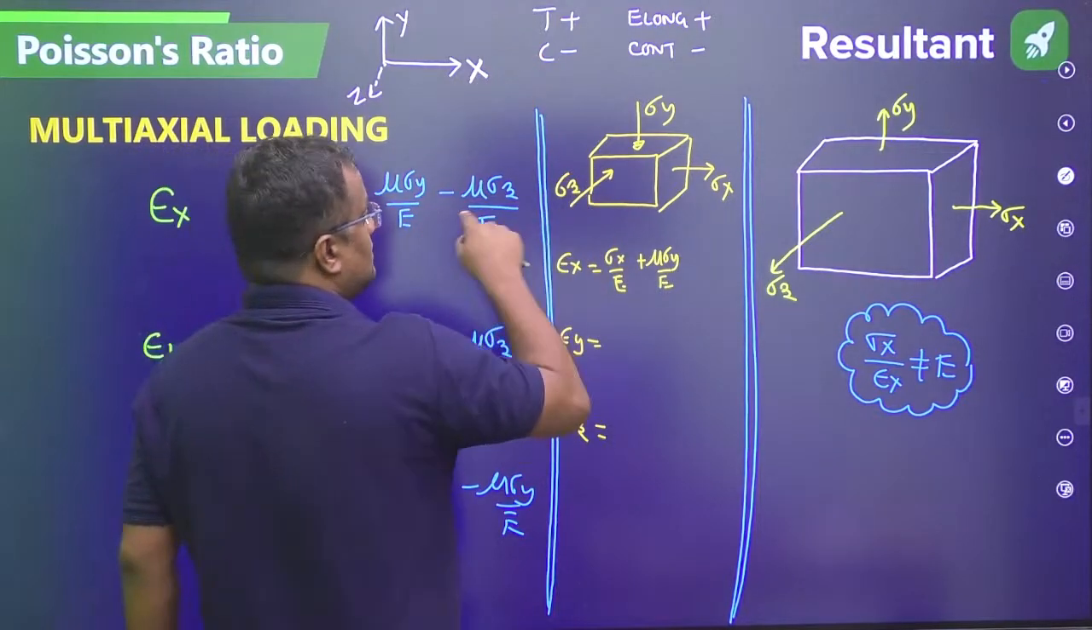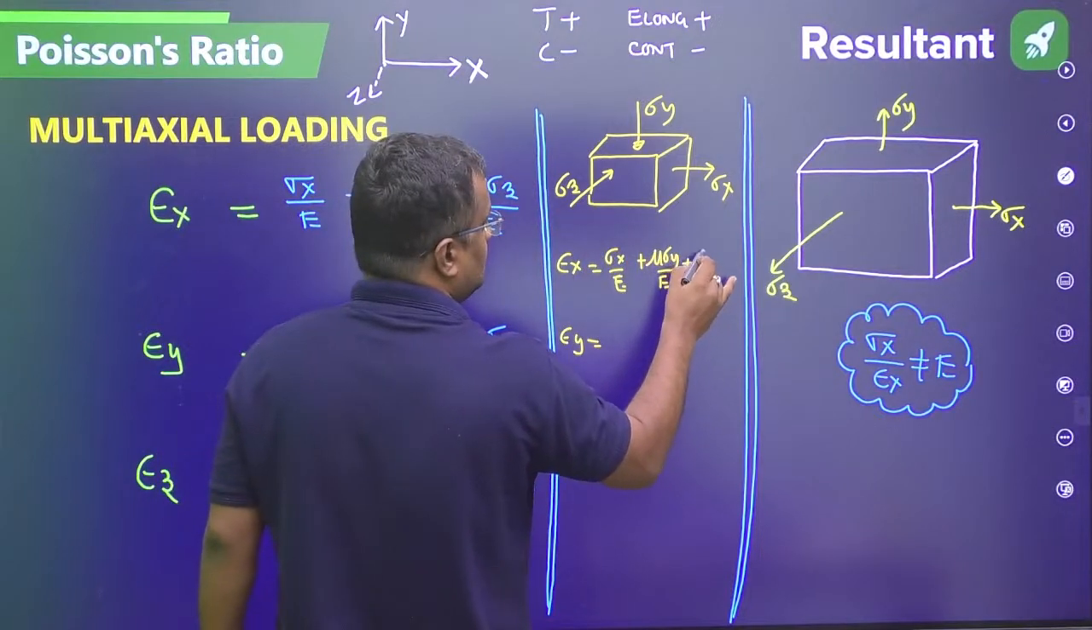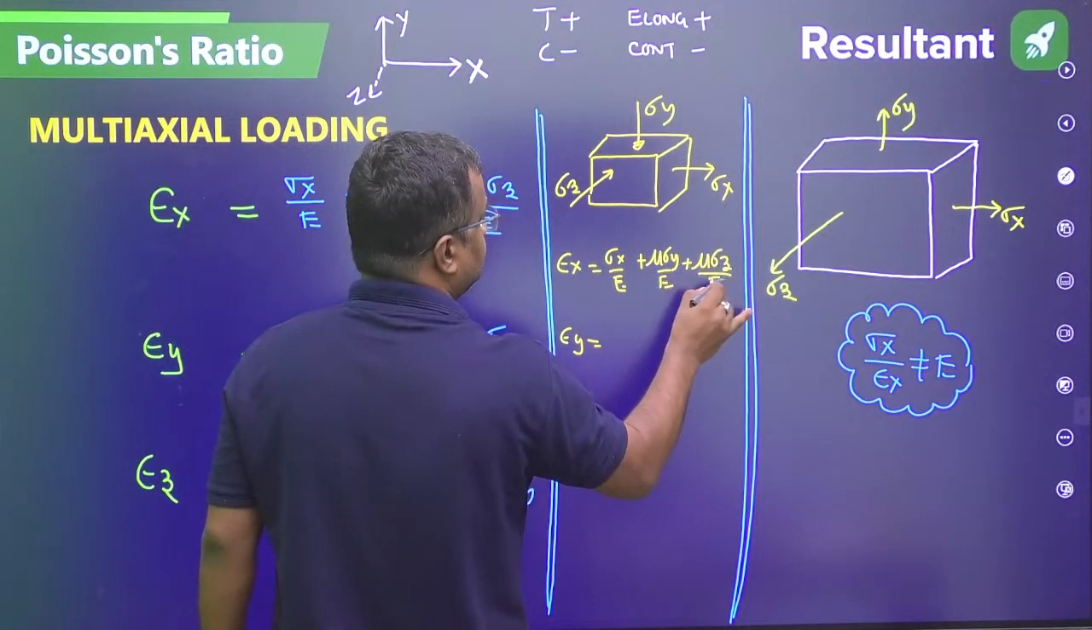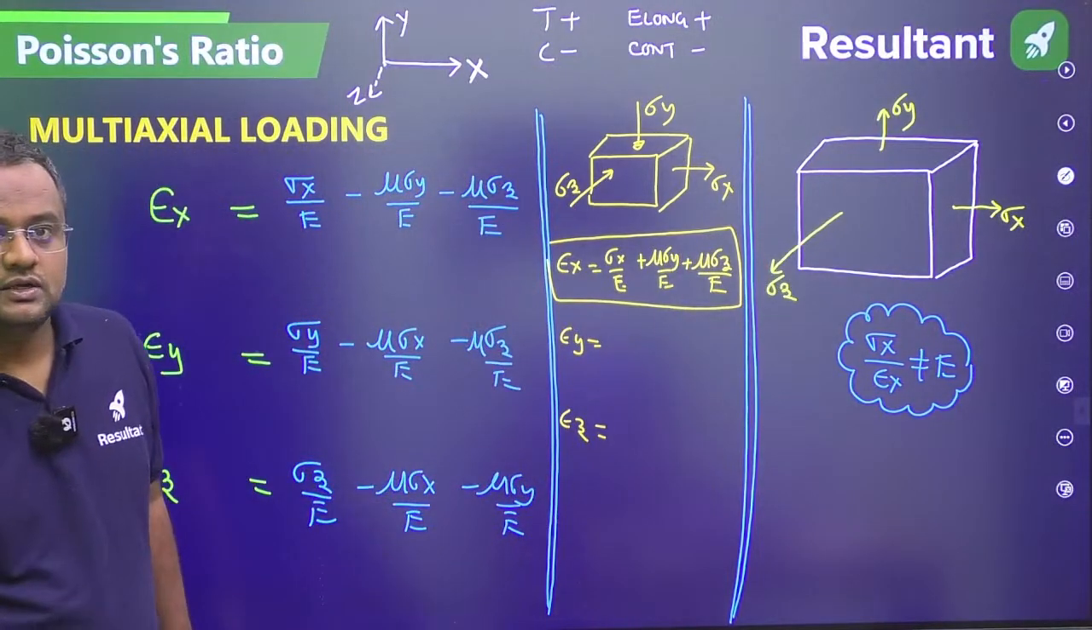Minus mu sigma z, and sigma z is also compression, so minus mu and minus sigma z will be plus mu sigma z by E. Now this is by formula.